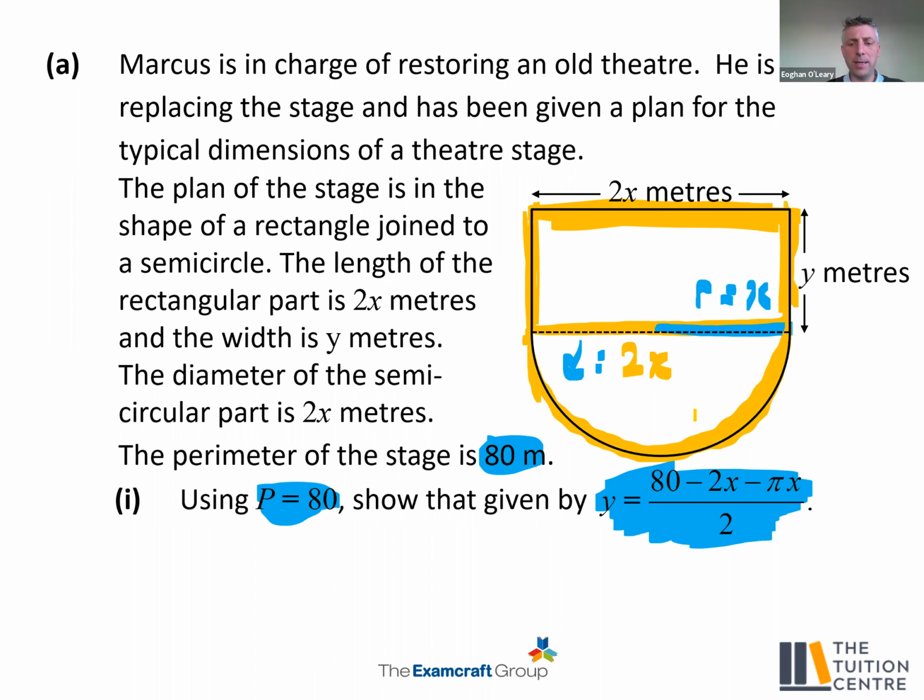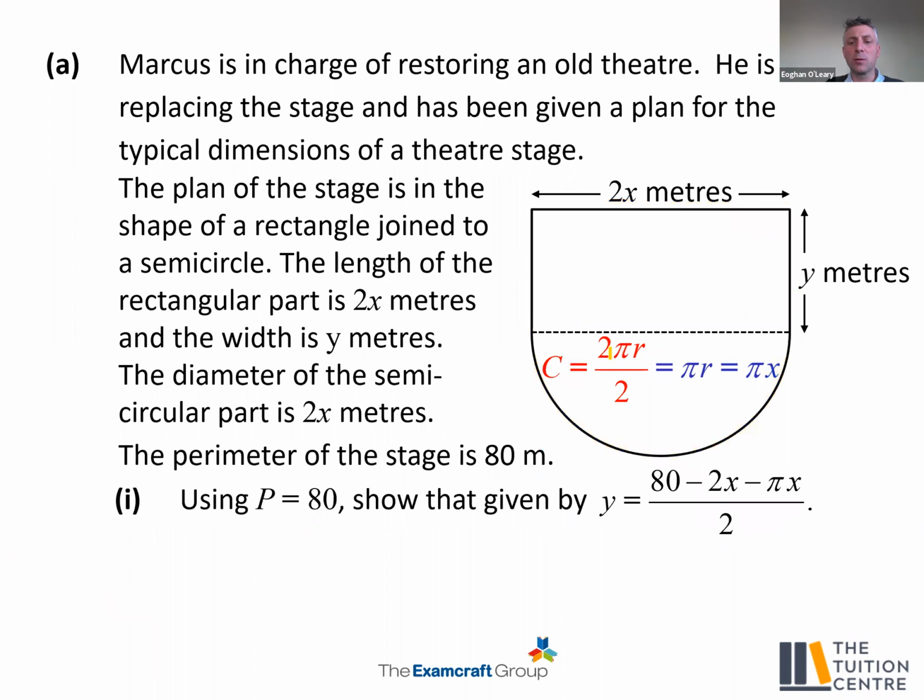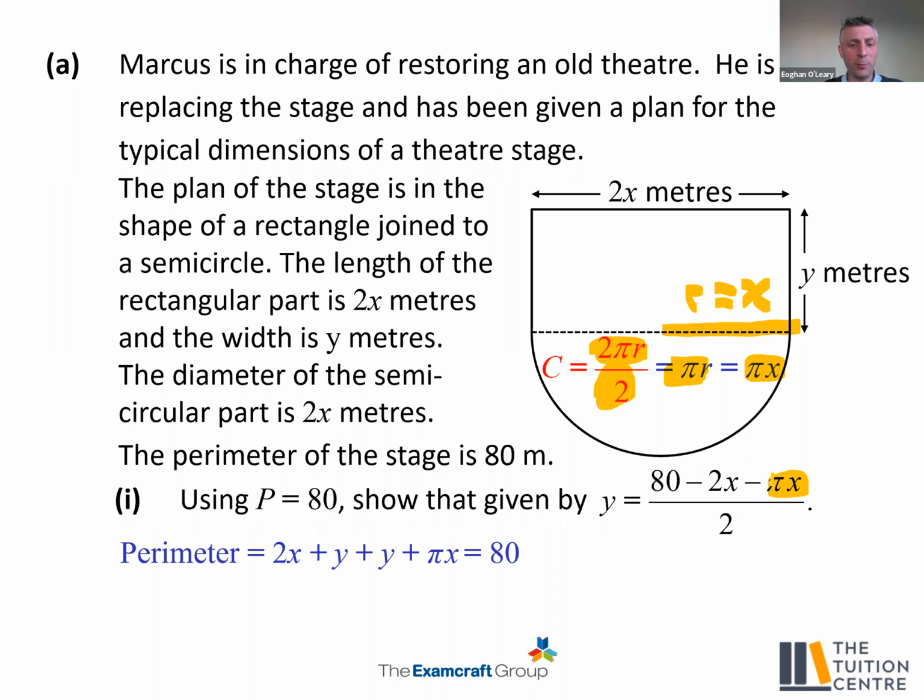So when we're working out the circumference of a circle, well, the circumference of a circle is 2 pi r. So a semicircle is 2 pi r divided by 2, which is pi r, but we know that the radius is equal to x, so our circumference is going to be pi x. So note in our answer, we can see a pi x there, so that's helpful. Okay, so our perimeter is the 2x, the y plus the pi x, and it's equal to 80.